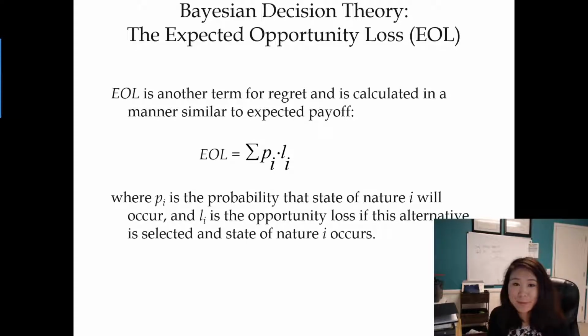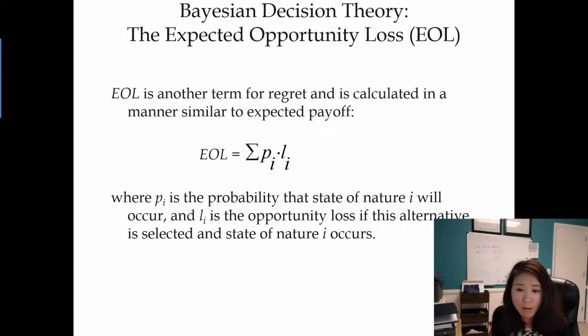So in this video, we're going to look at how we're going to use expected opportunity loss to make decisions. When you watch this video, you should already have watched the expected payoff method. Here, the methods are very similar, except instead of using the payoff, we are using the loss function, using the loss to make a decision.